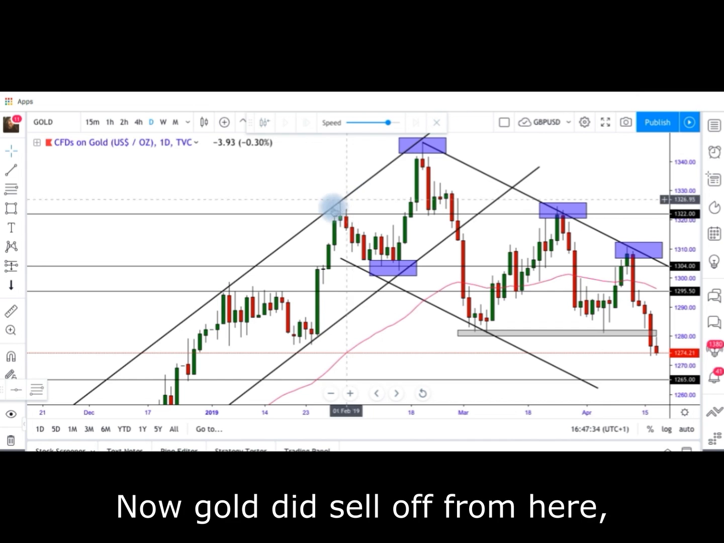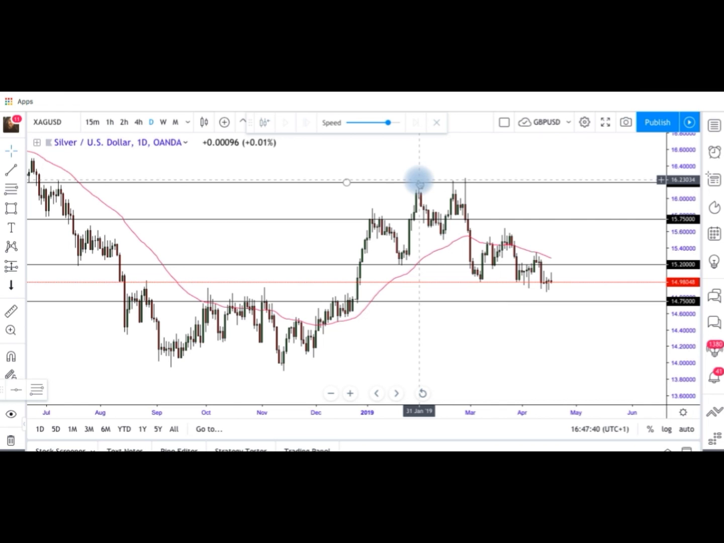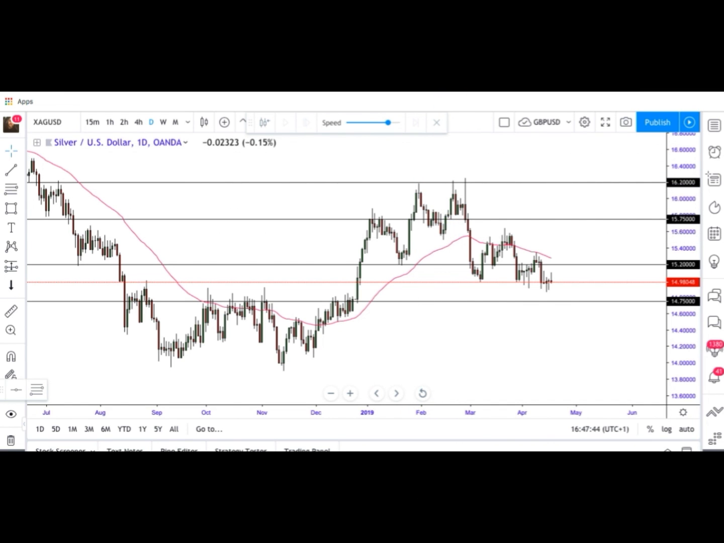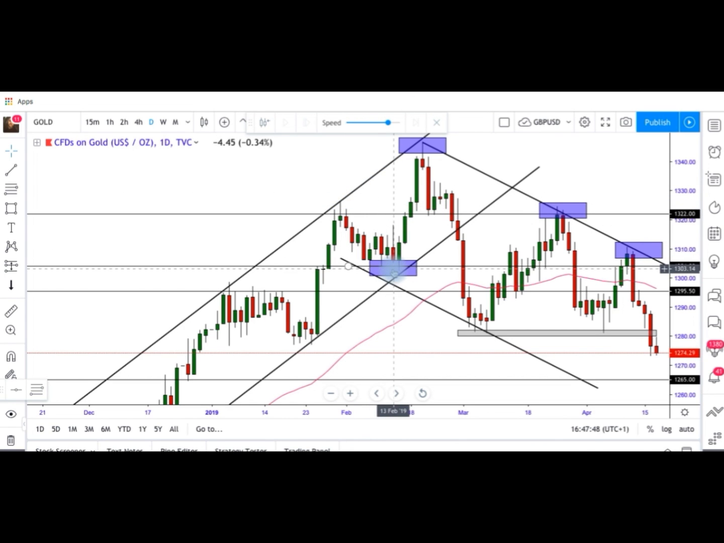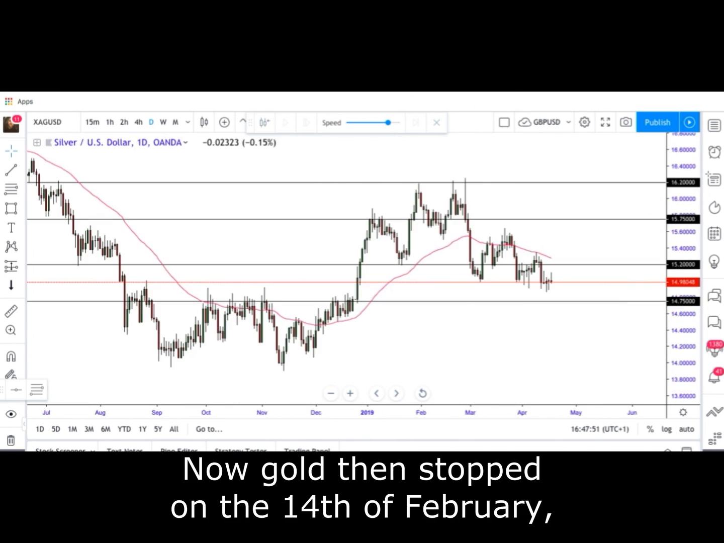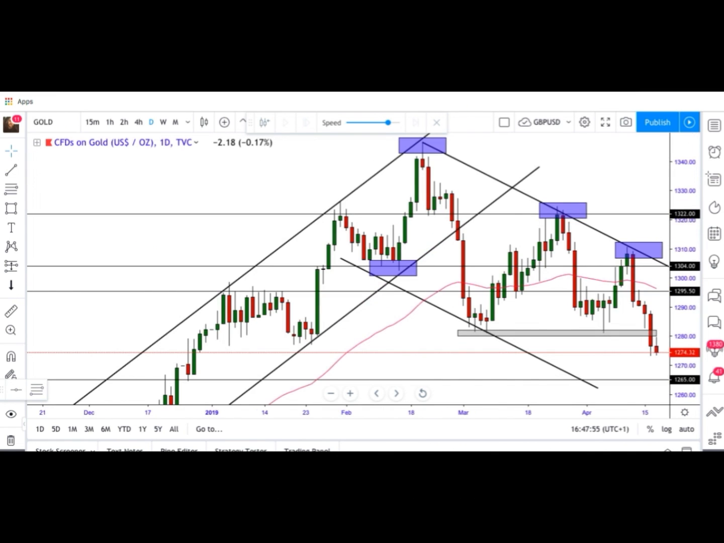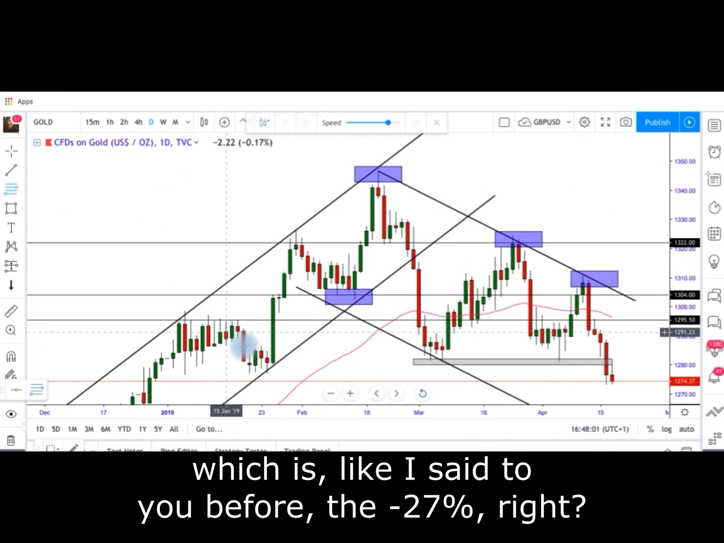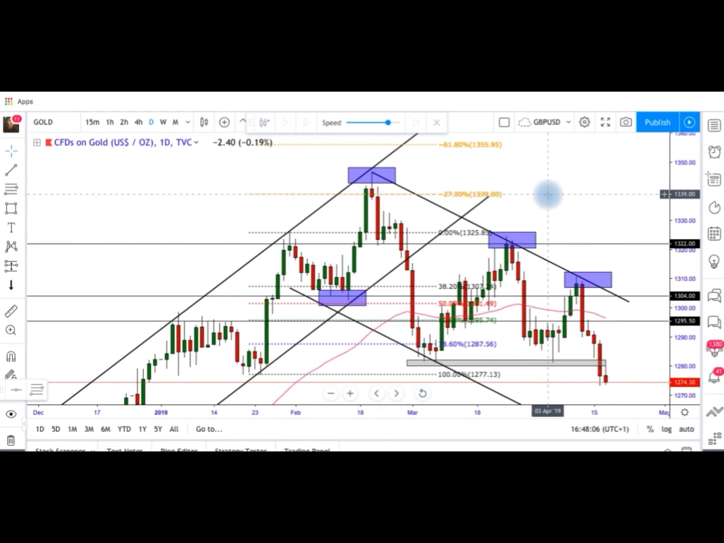Now, gold did sell off from here on the 31st of January, and so did silver. Now, silver then came down to this point here. And gold, obviously, came down to this point here. Now, gold then stopped on the 14th of February. What did silver do? Silver did the same thing. Silver stopped too. Now, gold then came back up to the next point, which is, like I said to you before, the minus 27%, right?